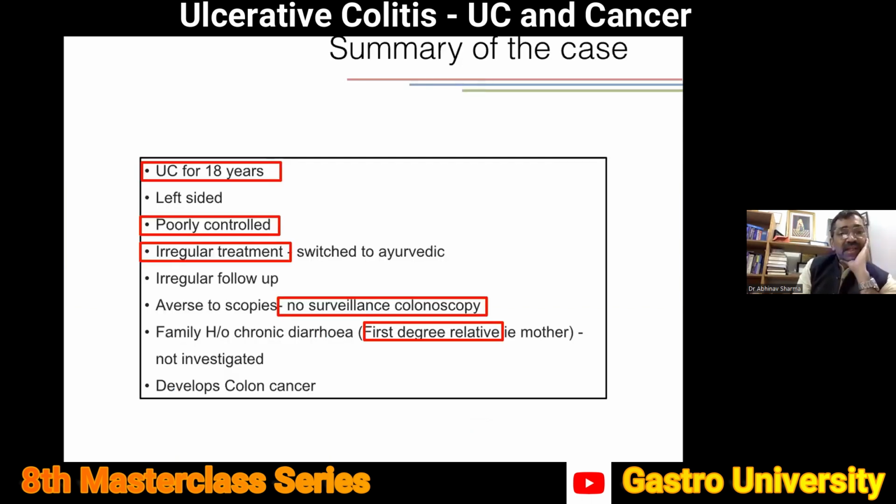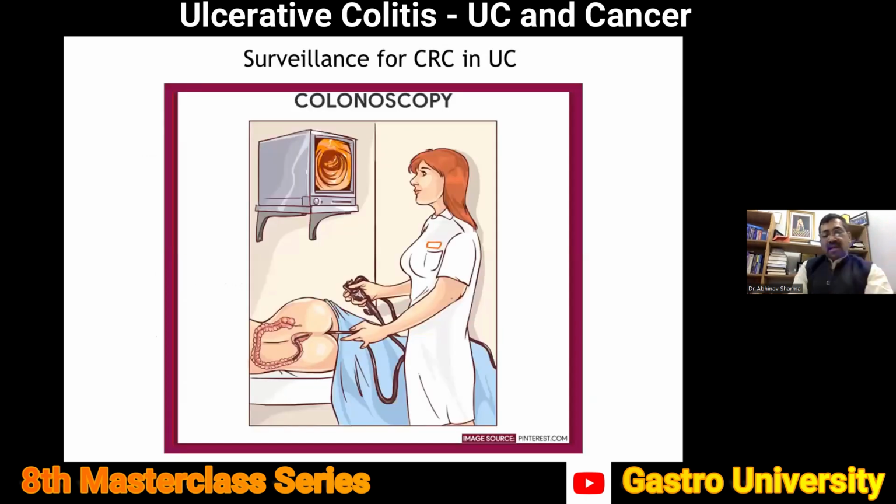So coming back to the lady we just encountered, she has long-standing disease for 18 years, which is poorly controlled, meaning higher cumulative inflammatory burden. She has been irregular on treatment, had no surveillance colonoscopy, and probably her mother might also have had ulcerative colitis, which was never diagnosed. So these are the risk factors. All these parameters make her fall in the high risk category for colorectal cancer, hence she developed cancer. Now coming to surveillance strategies, obviously we know that surveillance is being done by colonoscopy.